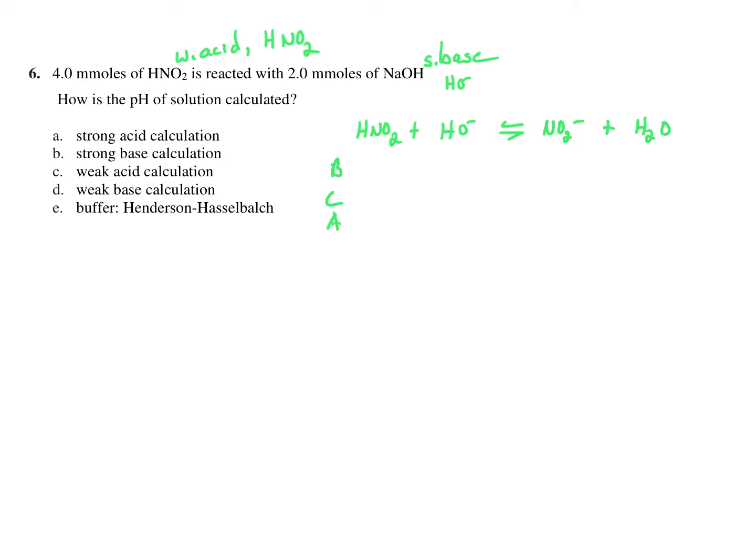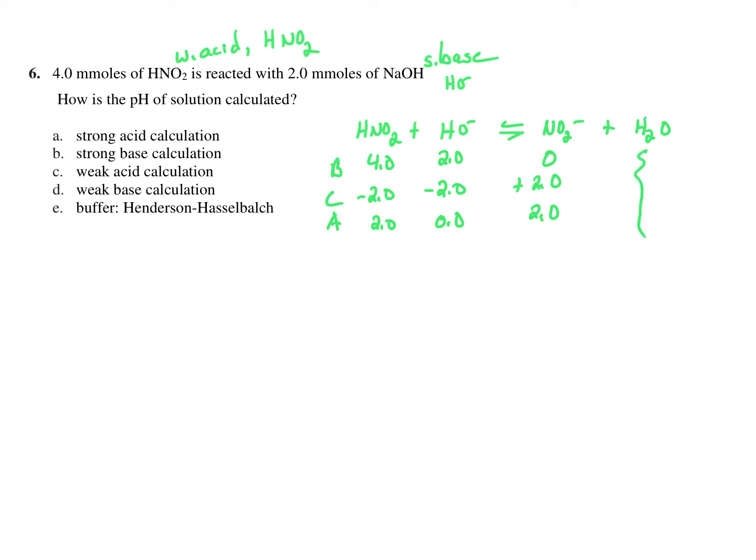We have an initial amount of our weak acid of 4 millimoles. We've added 2 millimoles of our strong base. So the hydroxide ion is the limiting reagent. It's all completely consumed. In the process, it is consuming 2 millimoles of our weak acid, so that 2 millimoles of our weak acid remain, and we're producing 2 millimoles of the conjugate weak base. Therefore, this is a buffer.